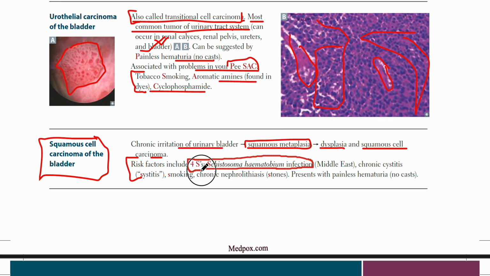A patient with a previous history of Schistosoma haematobium infection can present with squamous cell carcinoma in the very long term. And also chronic cystitis can occur, smoking, and chronic nephrolithiasis, that is stones. So the 4 S's have a high propensity to develop squamous cell carcinoma of the bladder, right? So it presents with painless hematuria and also no casts.